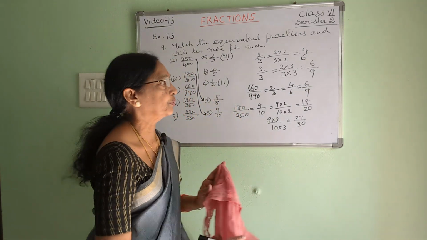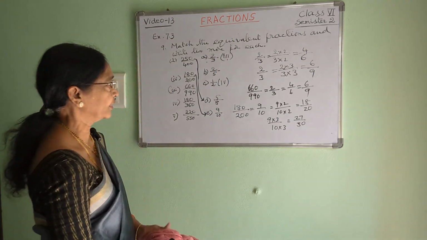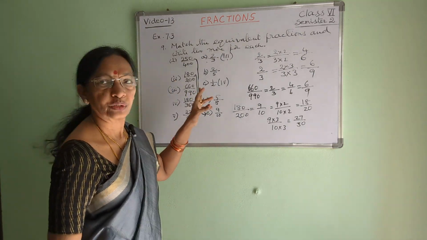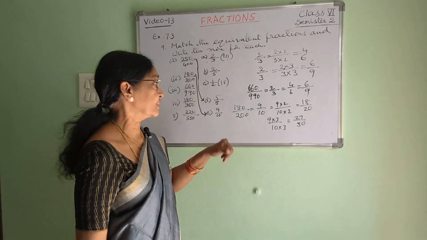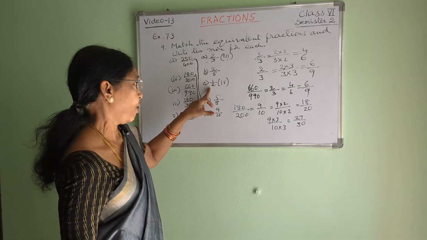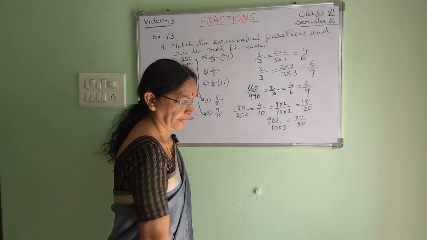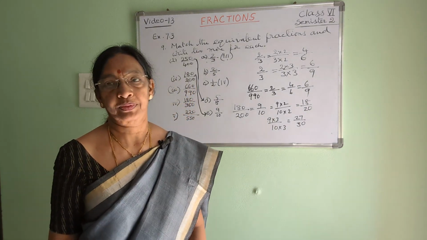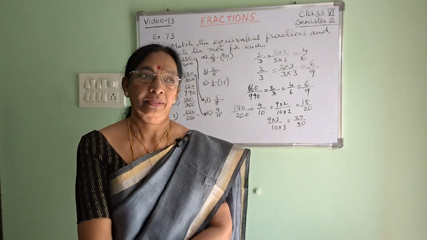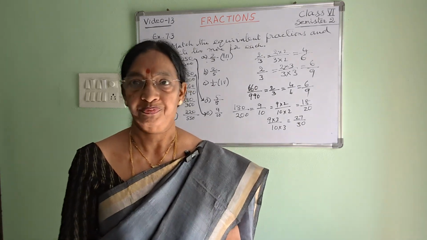Similarly, you can find two equivalent fractions for each of the fractions: for a half, 5 by 8 and 9 by 8. Okay. Revise these problems once again and watch the next video. Thank you.